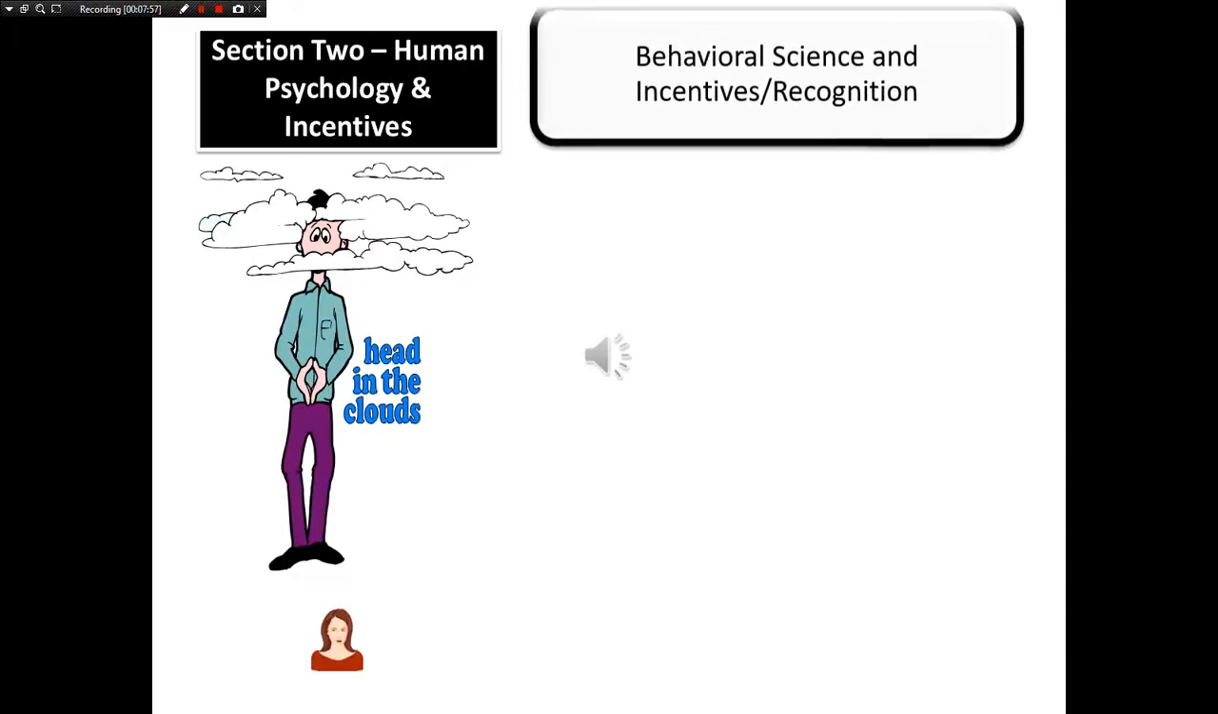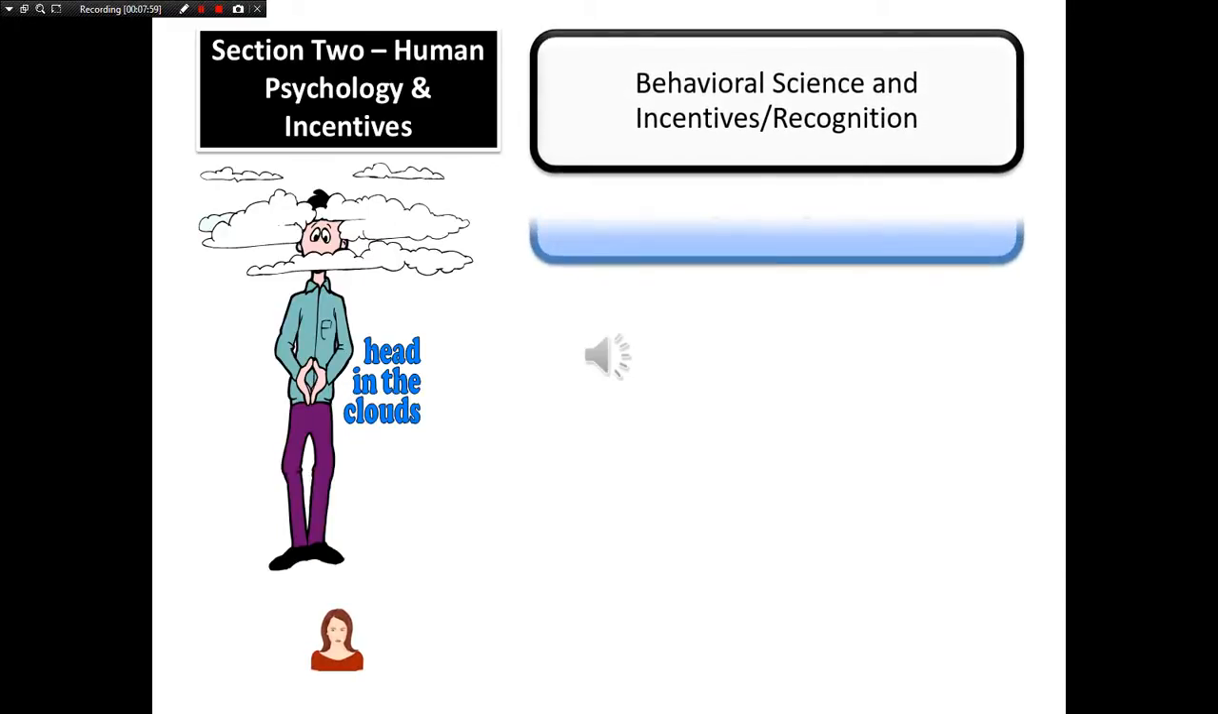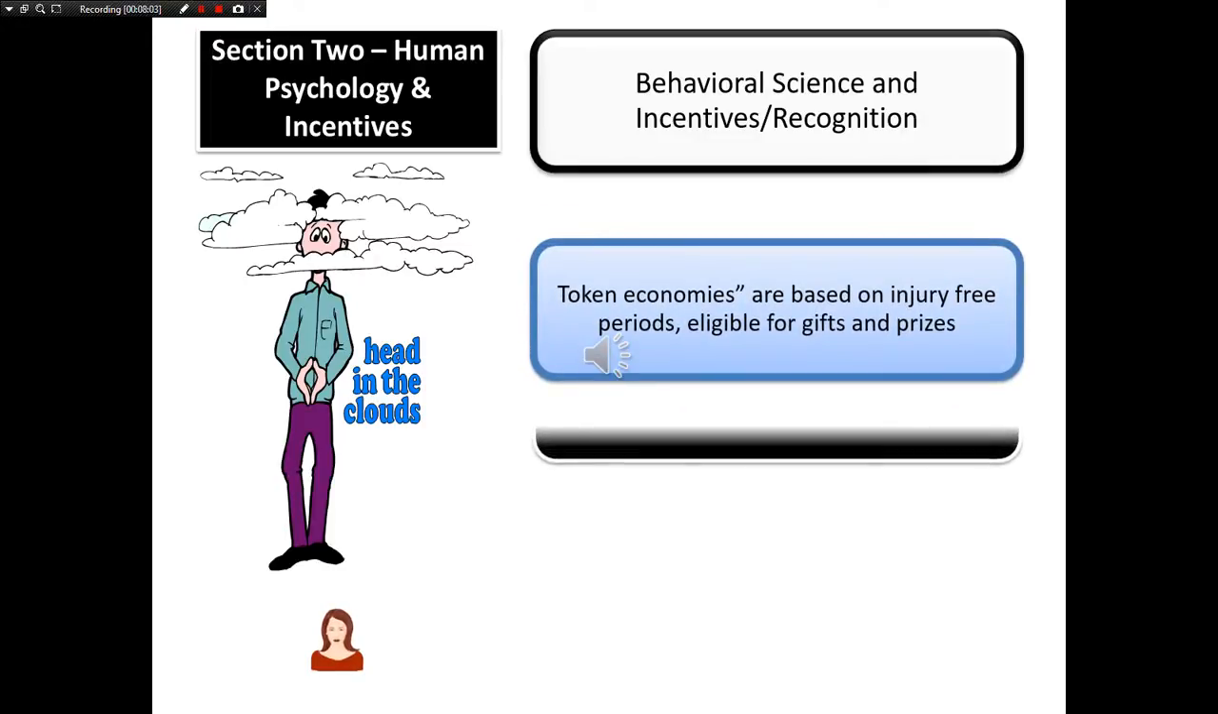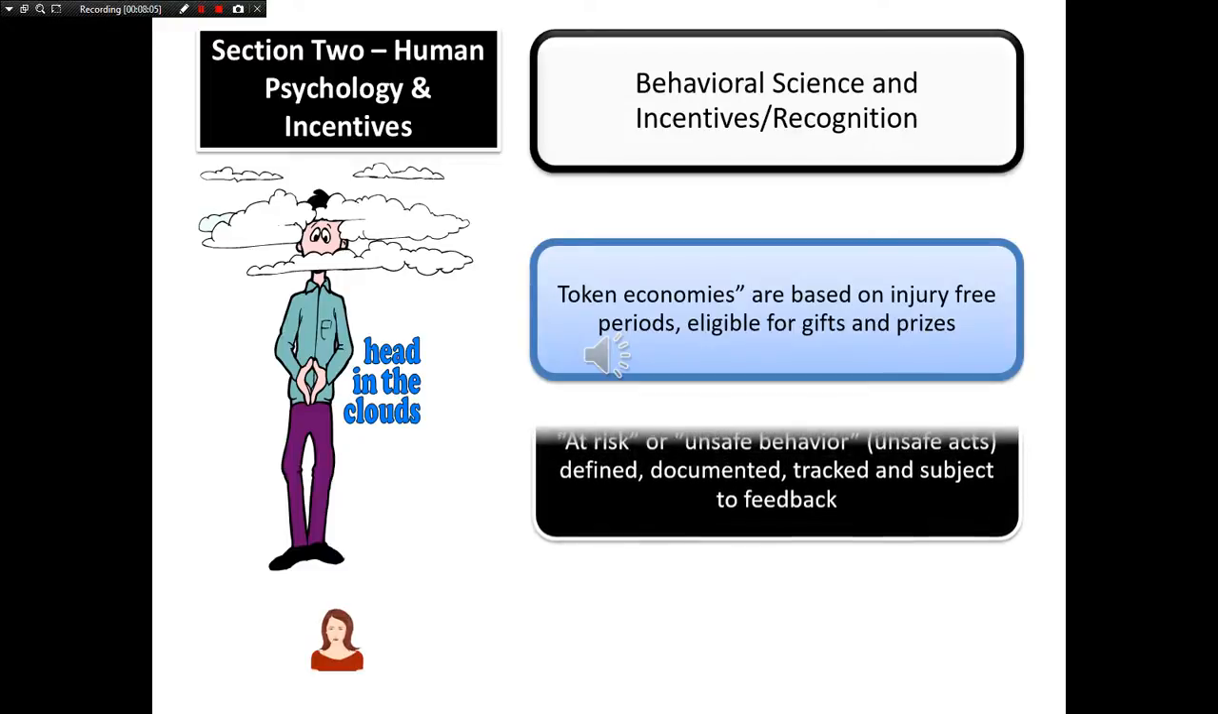Behavioral science and incentives/recognition: token economies are based on injury-free periods, eligible for gifts and prizes. At-risk or unsafe behavior: unsafe acts are defined, documented, tracked and subject to feedback.